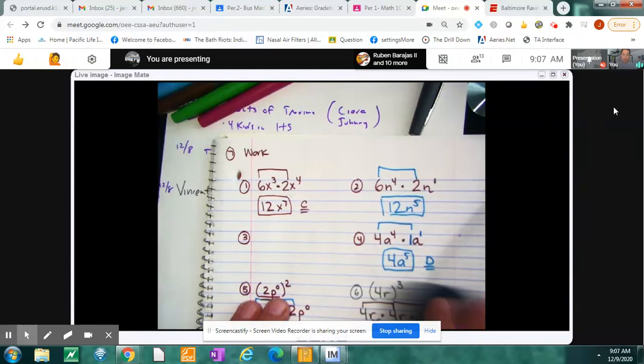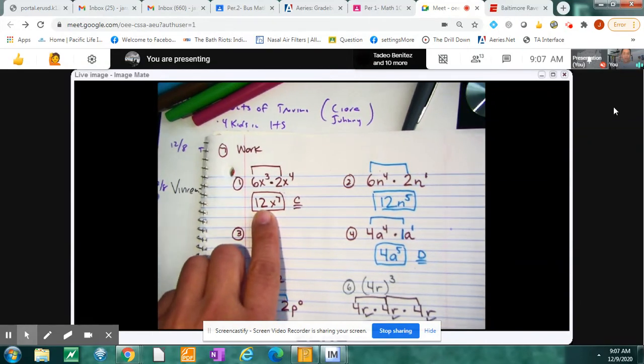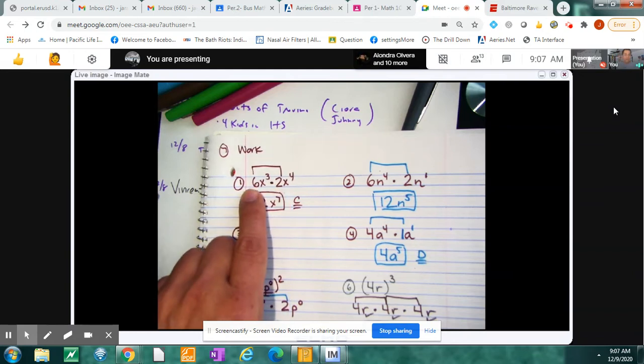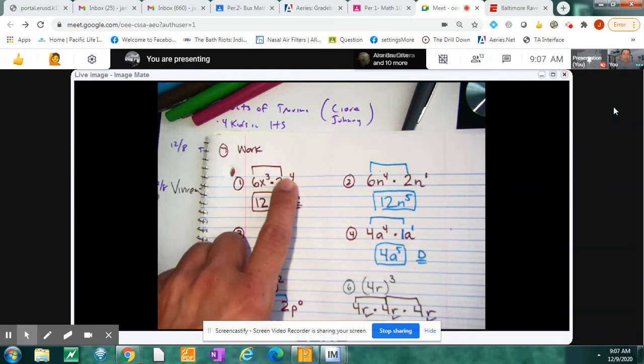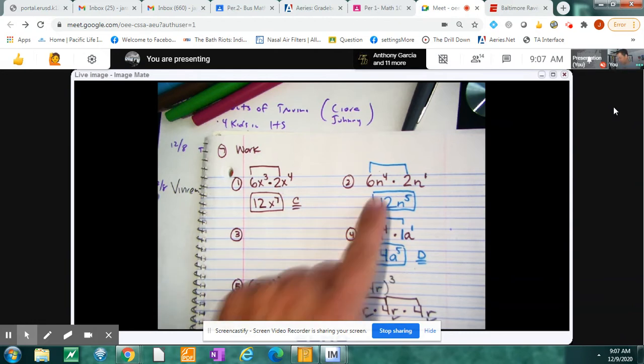All right. So on Monday, with you guys, we actually went over this one. 6x cubed times 2x to the fourth, right? So what we did is we multiplied the coefficient, right? And then with the exponents, we just put them together. We added them, right? So then we did the same thing here.